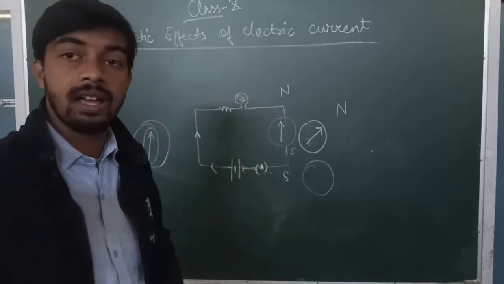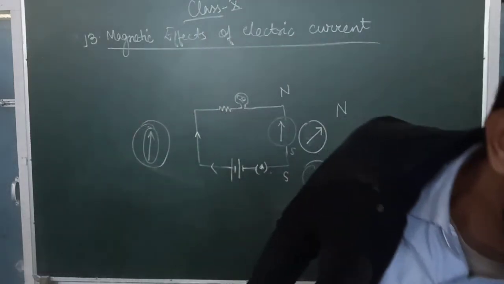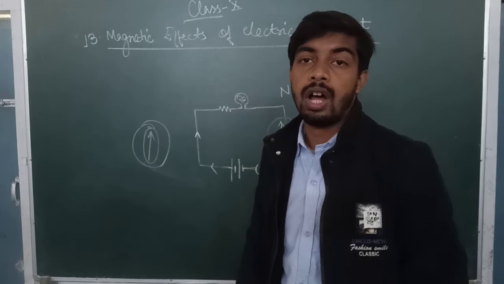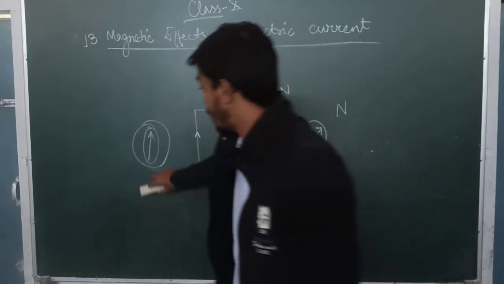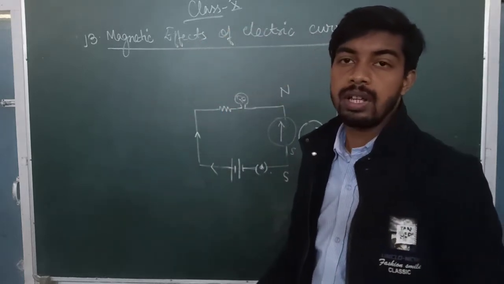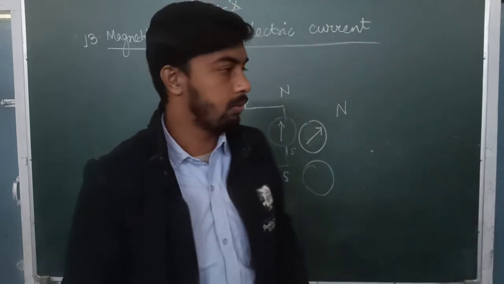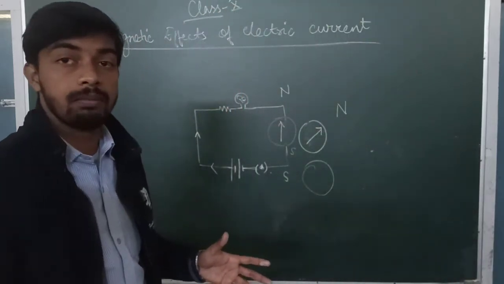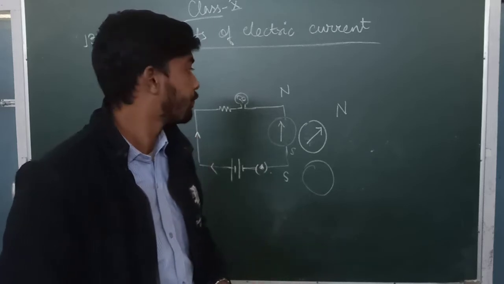This was Ørsted's experiment, which is very popular and very important for our daily things which use a motor or a generator, whatever. This was the first breakthrough in this magnetism era. People came to know that magnetic field and electric field are related.